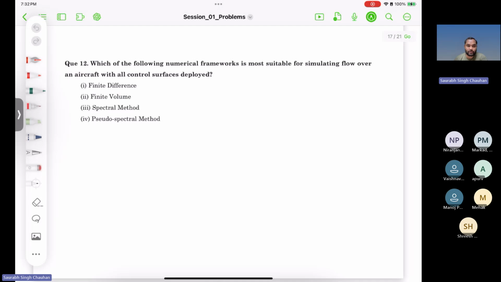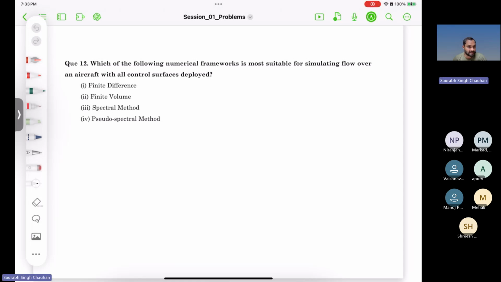Question number 12 says, which of the following numerical frameworks is most suitable for simulating flow over an aircraft with all control surfaces deployed? Flow over an aircraft with all surfaces deployed means the geometry is going to be very, very complex. And if you want to make a structured mesh, it is not possible, right? At some points, you will have to go for unstructured mesh, at least at boundaries. In that case, your finite volume method is best, right?